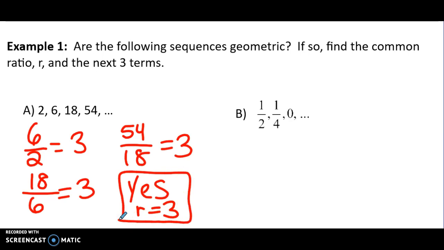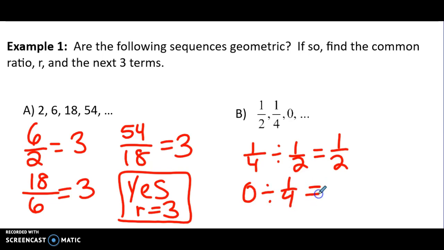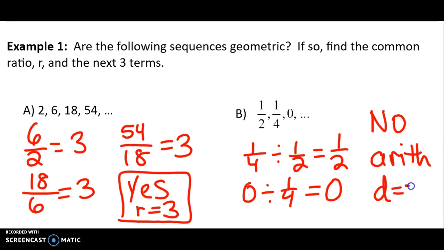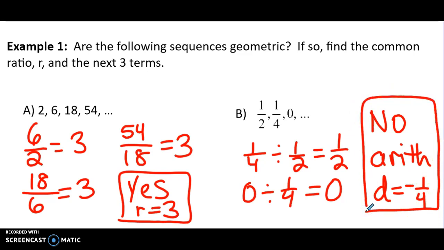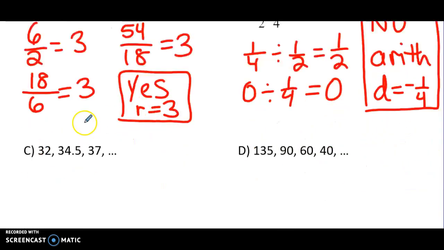In the second one, if we were to take a fourth and divide it by a half, we would get a half, but if we were to take 0 and divide it by a fourth, we would get 0, so this is a no. This is actually arithmetic. And the common difference is equal to negative 1/4, because if you took a half and subtracted a fourth, you would get 1/4. If you took a fourth and subtracted a fourth, you'd get 0.